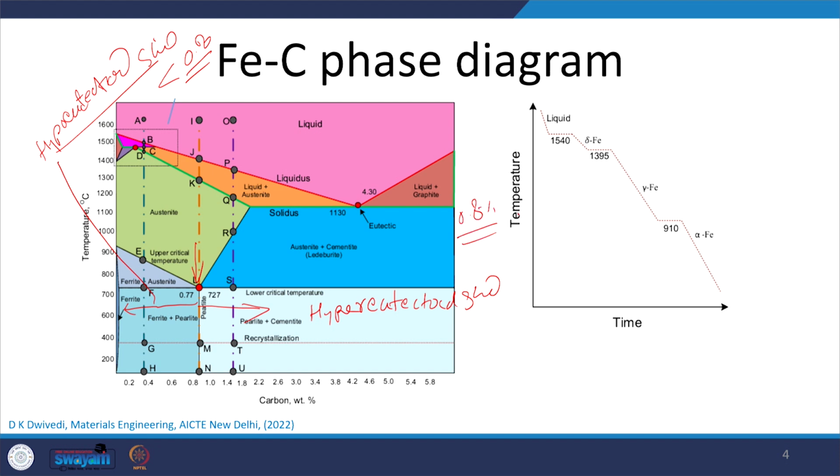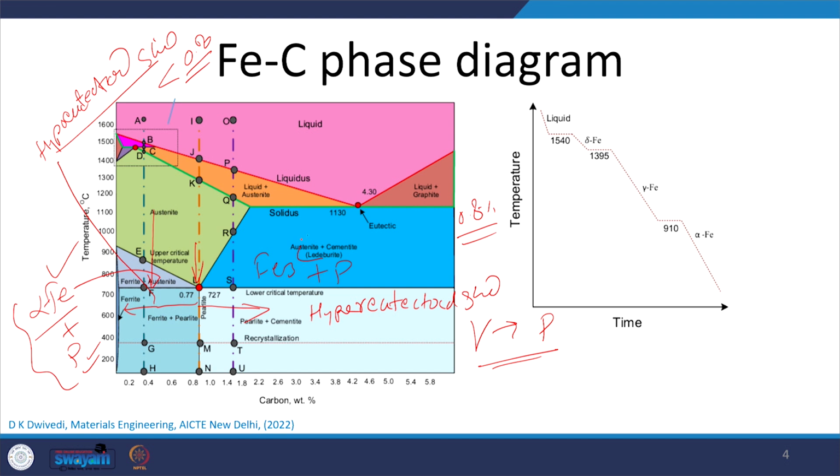At 0.8%, the whole of the austenite will transform into pearlite only. Below that, for hypoeutectoid steel, on cooling from the molten point followed by the austenitic state, austenite will transform into alpha ferrite as a pro-eutectoid phase, followed by the pearlite transformation. But if it is hypereutectoid steel, initially Fe3C will be formed, followed by the pearlite formation.